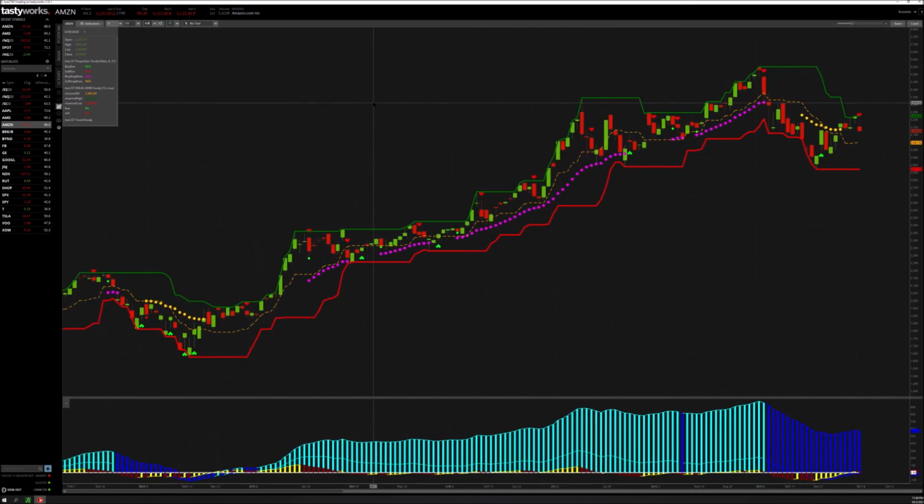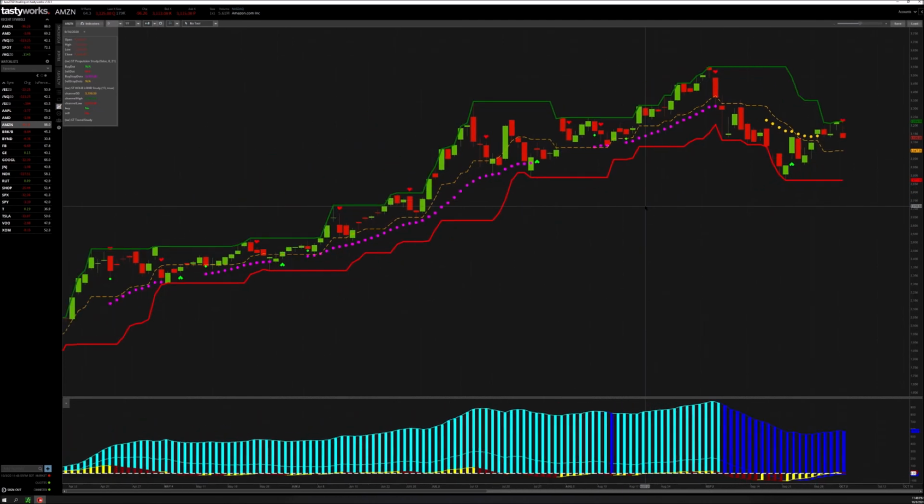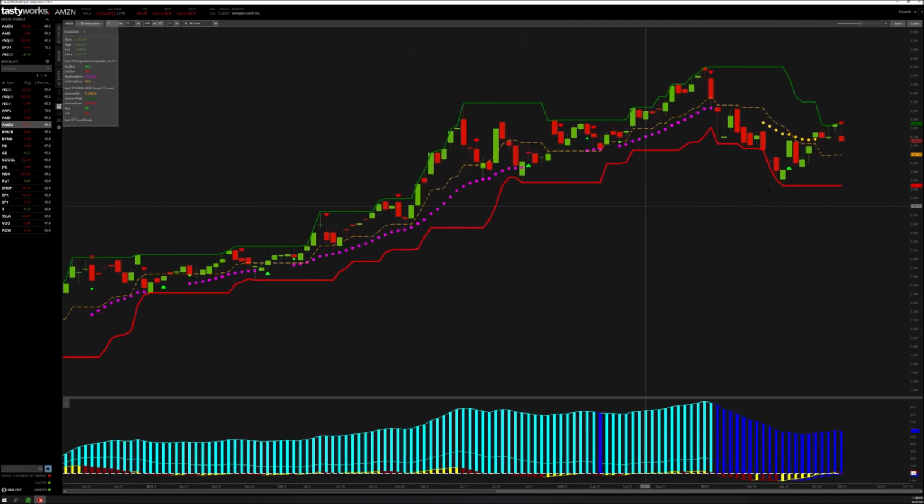But look at Amazon, even on this here. See, it's a buy signal there, a sell signal here. So I think it's gonna revisit that bottom here again. What price is that? 2800, 2900 area. I think you'll revisit that again.